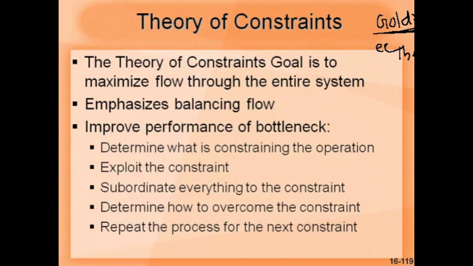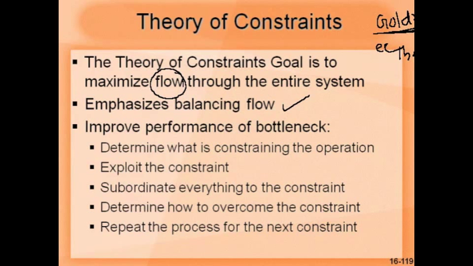The theory of constraints goal is to maximize flow through the entire system. So that's the focus of all these things we are studying in this chapter. Scheduling, the whole thing is how to make things more smooth so that the jobs can flow from one work center to the other seamlessly. It emphasizes balancing flow. So when the demand and capacity are matched, obviously that is a theoretical thing. In reality, it cannot be done. So if we go close to that and things are balanced, then it makes things easier.